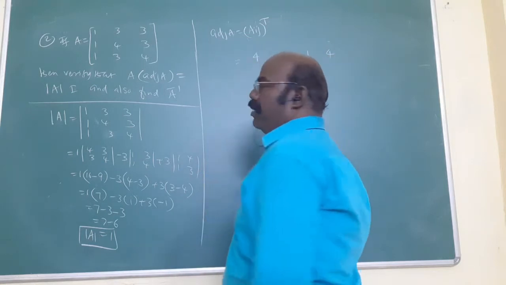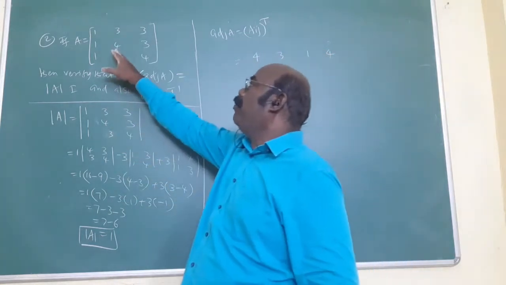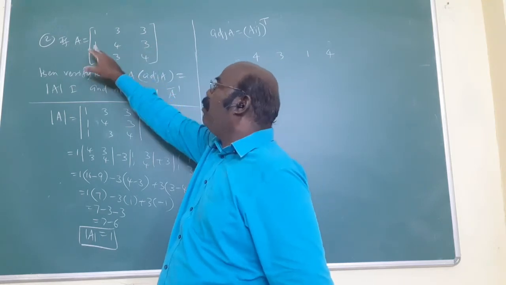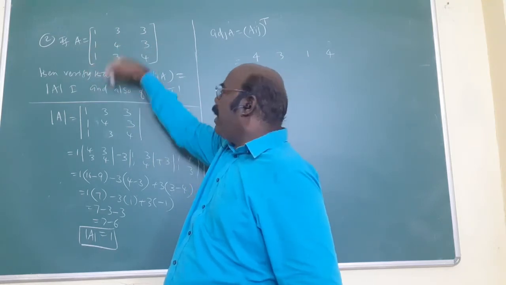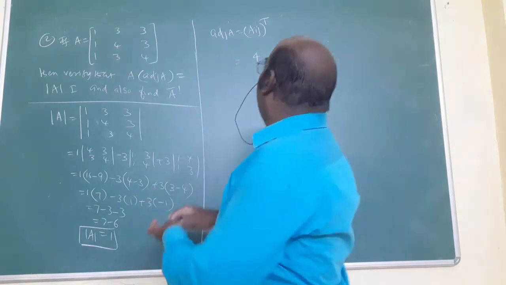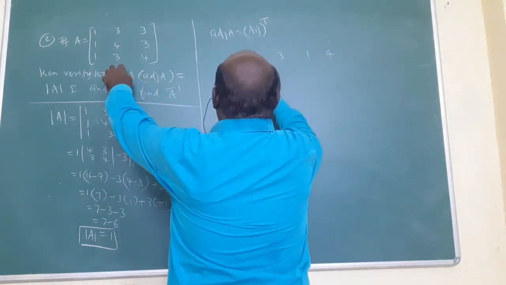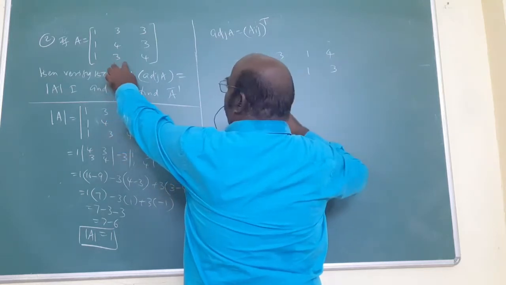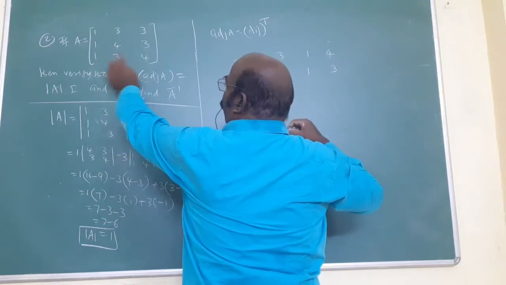In this figure, the middlemost element is 4. Start with 4, next element 3. In this row, next element 1, again 4. Again the next middlemost element is 3, no? Start with 3 here: 3, 4, here 1, 2. Again, start with 3, meaning 3, 4, 1, 2.